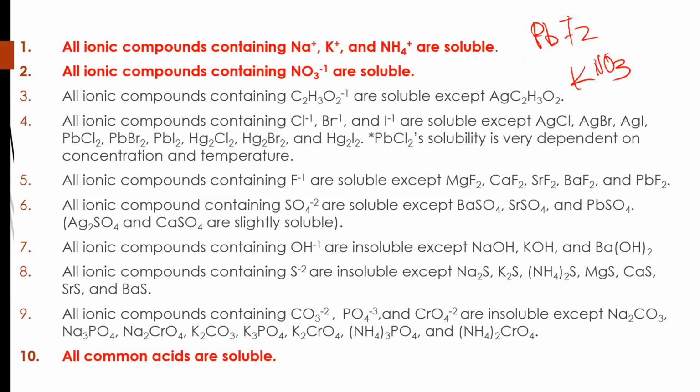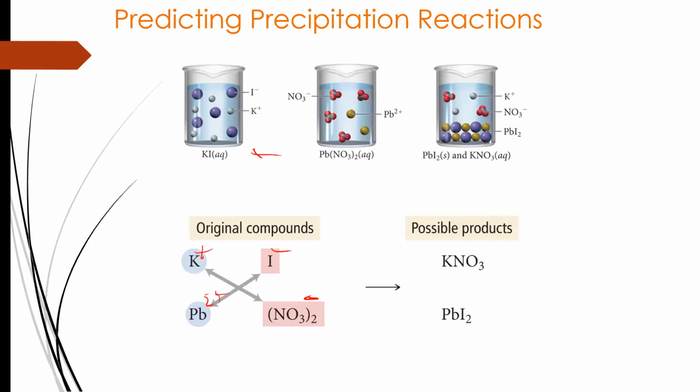So for our products, our potassium and nitrate both mean that it's soluble, according to the rules. For our lead iodide, we can start at the top and look down. We get to this one here, which says that all ionic compounds containing chlorine, bromine, and iodine are soluble except for, and then it lists them, and we have PbI2 there. That means PbI2 is not a soluble substance, so it's going to be a solid. And so then we can have that as our product. That's how we can figure out whether it's a solid or not.